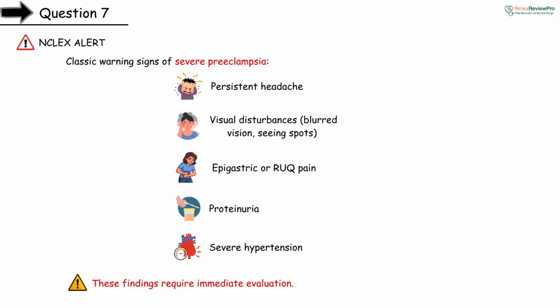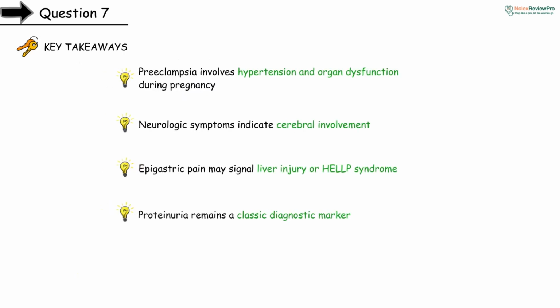These are red flags and require immediate evaluation. So the key takeaway here is this. Preeclampsia involves hypertension with organ dysfunction, and the presence of neurologic symptoms such as headache and visual changes indicates cerebral involvement. Epigastric pain suggests possible liver injury or progression to HELLP syndrome, and proteinuria remains a classic diagnostic marker, all of which signal worsening disease that requires prompt recognition and intervention.